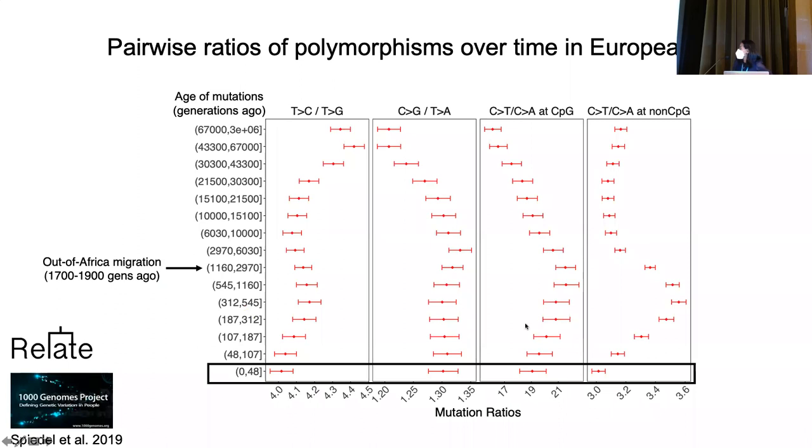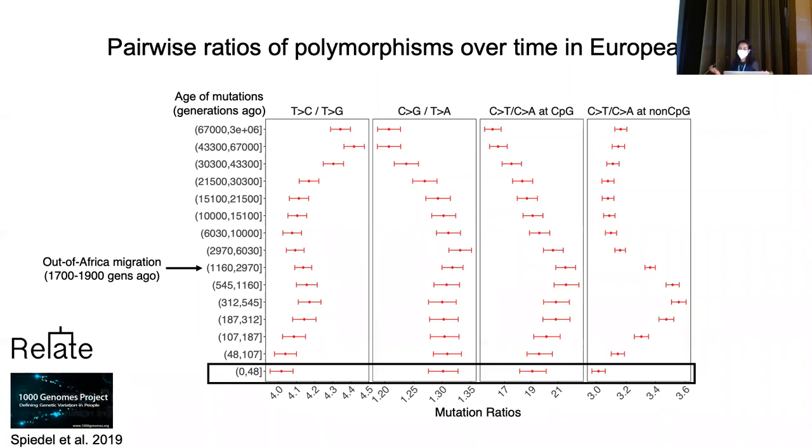So what I specifically mean here in this complicated plot, I'm showing you on the y-axis is the age of the different mutations. So from the output of Relate, we have the age of every variant that is present in the population. We can then just bin it into different bins. Here we are looking at the bin 0 to 48 generations. These are all the mutations that are very recent in a population. We then estimate the mutation types. So is it T2C or T2G, C2A? And then we look at the ratio of two types of mutations. And that gives us a point estimate. In this case, it's 4.